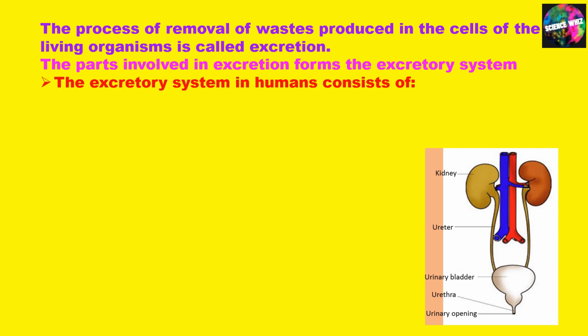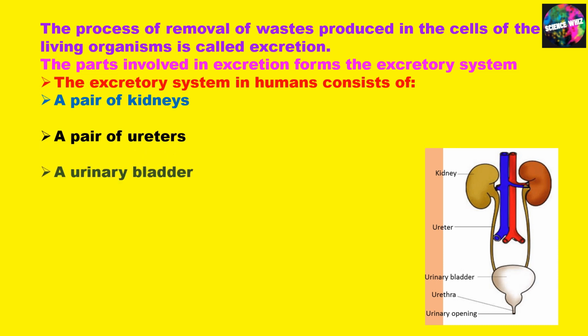The process of removal of waste produced in the cells of living organisms is called excretion. The parts involved in excretion form the excretory system. The excretory system in humans consists of a pair of kidneys. Observe the image shown over here. A pair of ureters, a urinary bladder, a urethra, and a urinary opening.